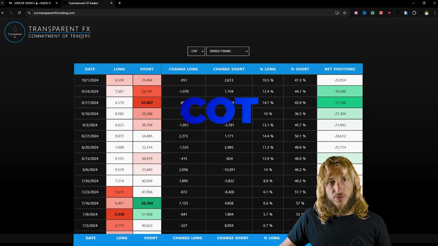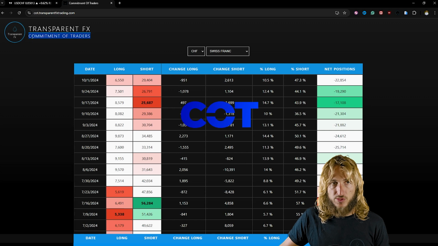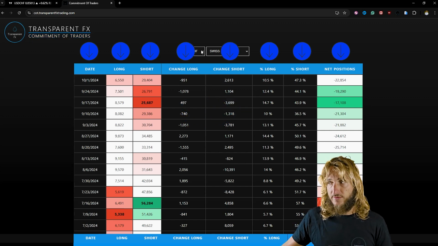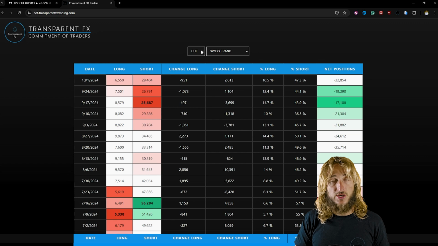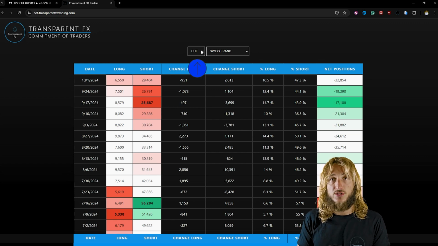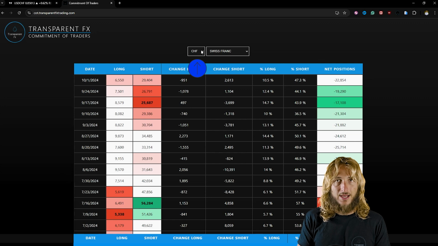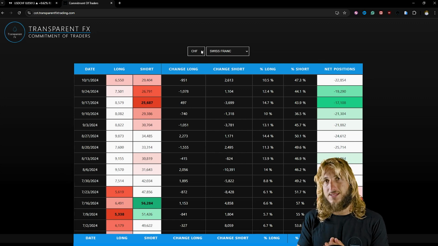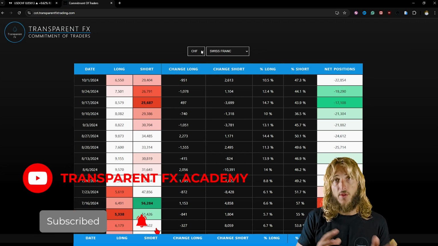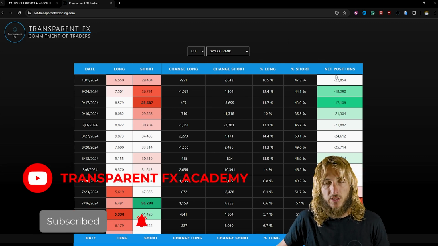So let's go and see what institutions have been doing so far by looking at the commitment of traders precisely on the CHF. Now, if we look at the data for the CHF, we're actually already looking at CHF USD, because all the currencies on this spot are traded against the USD. But if we want information on USD CHF, we simply have to reverse everything.